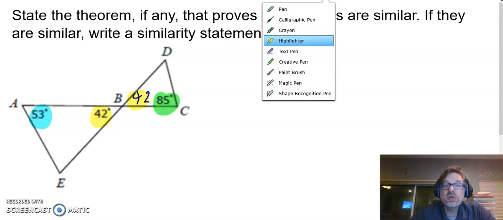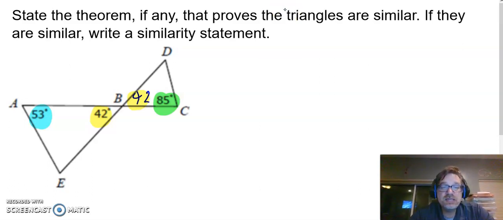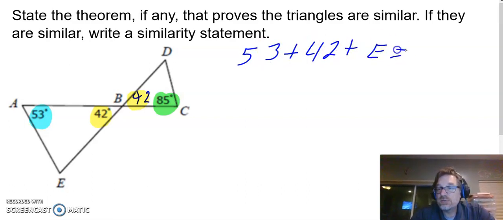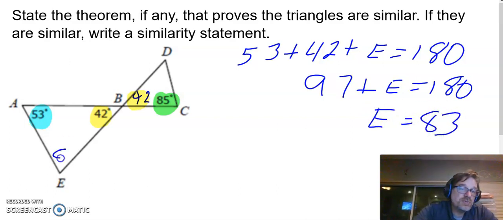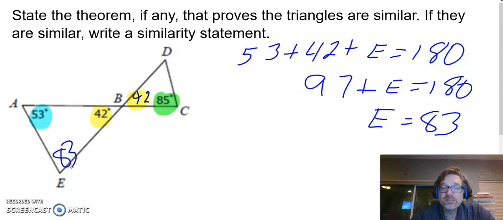So I'm going to try to figure out what one of the missing angles is, angle E or angle D. I'm going to do 53 plus 42 plus angle E equals 180. That gives me 97 plus angle E equals 180. I subtract 97 from both sides, and we have E equals 83. So this angle is 83.